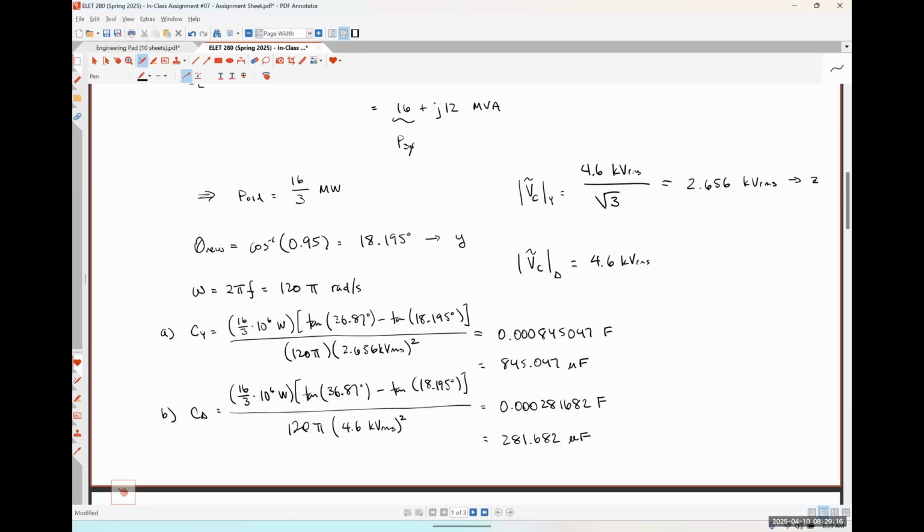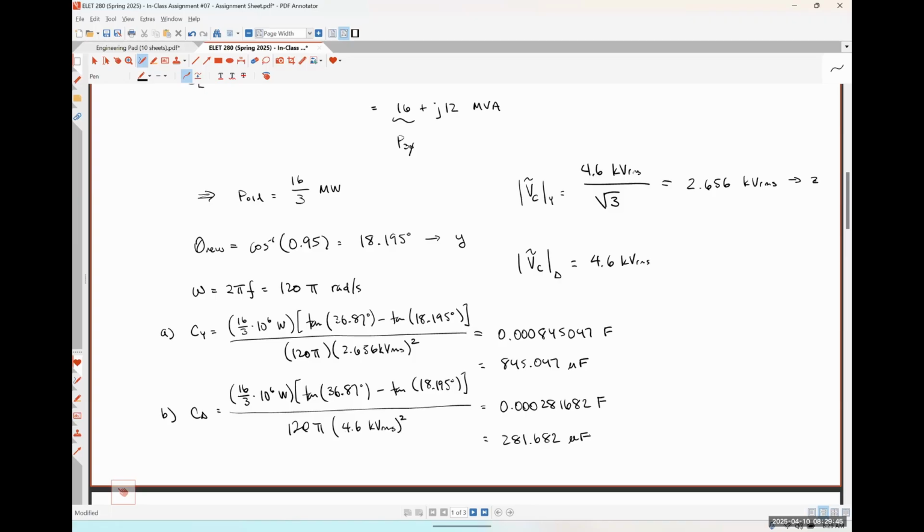Ricky, is A and B hooked up at the same time, or is it just one or the other? It's one or the other. So you either have a Y-connected capacitor bank to hit a target power factor of 0.95, or you have a delta. You wouldn't probably do both. So any other questions about these calculations?